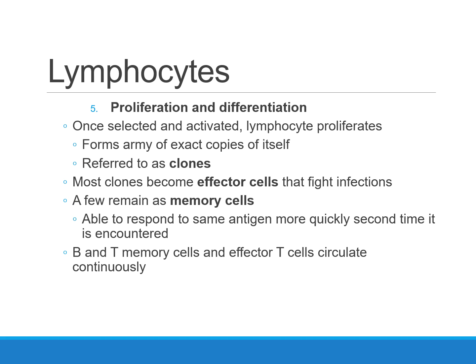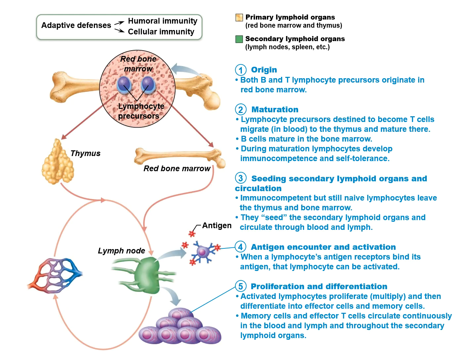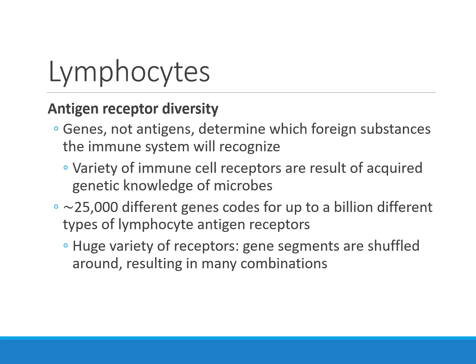Then we have what's called proliferation and differentiation. Once the cell has been selected and activated, the lymphocyte proliferates, or makes copies of itself, and forms an army of exact copies of itself. They refer to those as clones. Most of the cells are going to become effector cells, and they're going to go out and fight infections. A few of them are going to stay back and become memory cells, so they're able to respond to the same antigen when you come in contact with it years down the road, the second time, third time, 100th time. These are the ones that are going to activate the immune system so that you don't get sick. B and T memory cells and effector cells are going to circulate continually. So there's that last step of proliferation and differentiation.